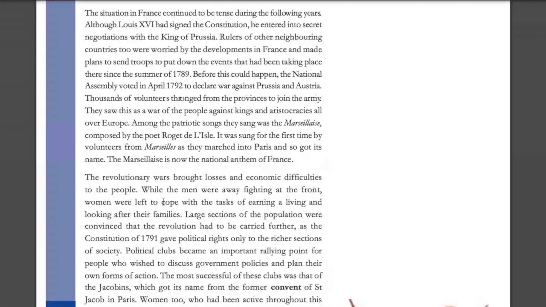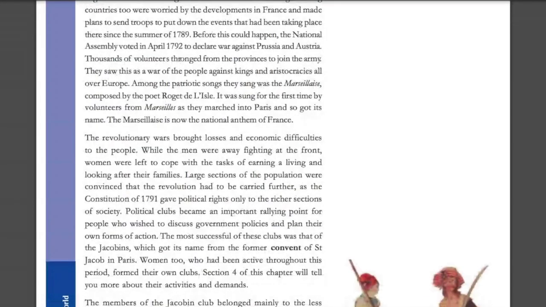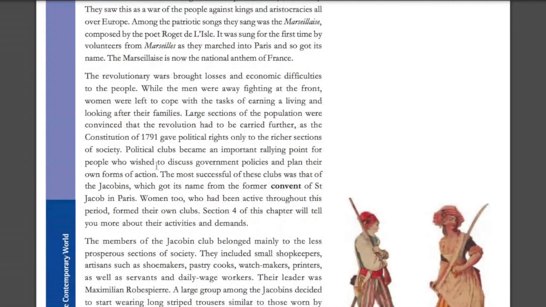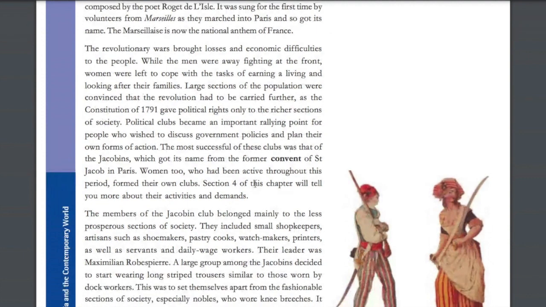The revolutionary war brought losses and economic difficulties to the people. So people were obviously facing economic losses and difficulties because of the war. Political clubs. In 1791, the constitution gave political rights only to the richer section of society. So a large section of the population was convinced that the revolution had to be carried further. Political clubs became an important rallying point for people who wished to discuss government policies and plan their own forms of action. The most successful of these was that of the Jacobins.